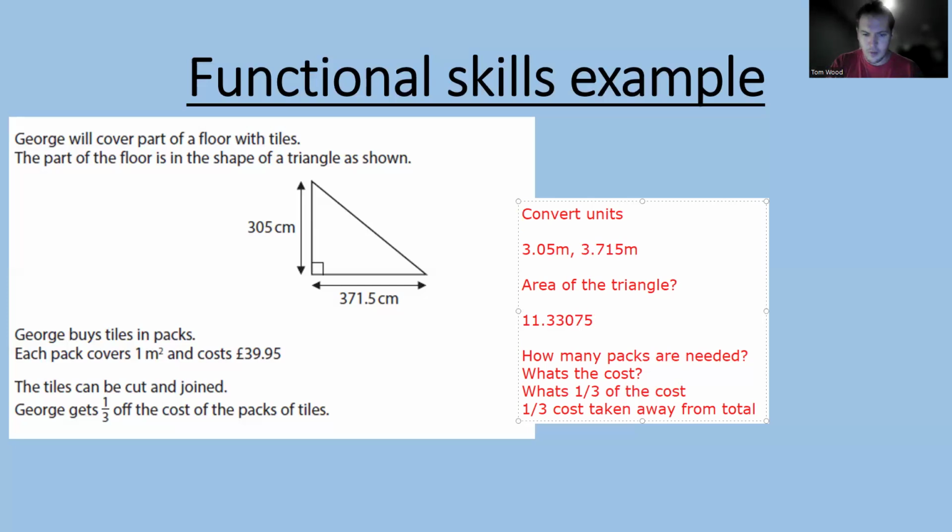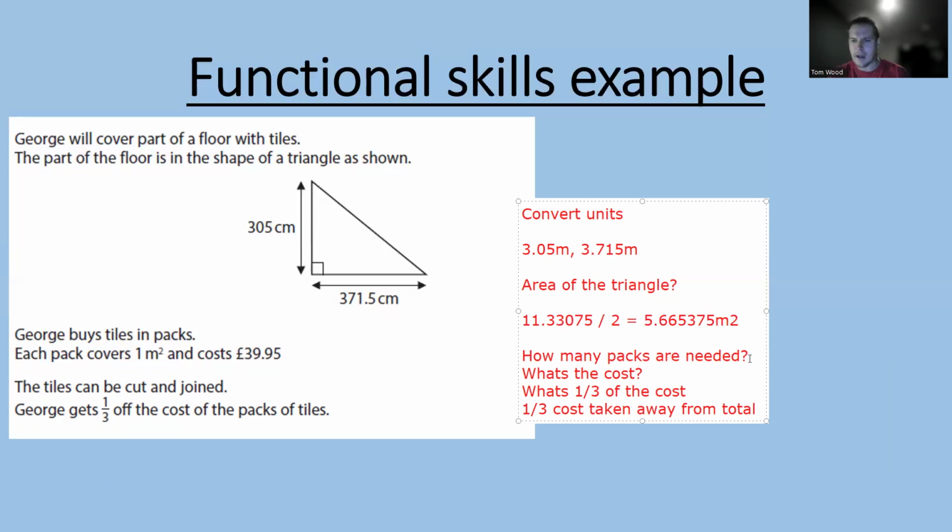As we're aware, all triangles are half a rectangle. So we're going to divide this by 2. And then we get our answer there of 5.665375. Don't be put off by the long numbers. At level 2, it's very rare that you're going to find really nice even numbers. Okay, well, this is in meters squared.